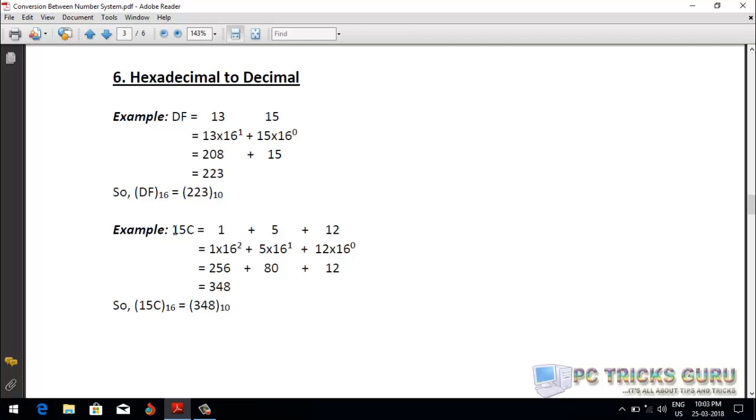Again, one more example is here, 15C. C can be represented as 12. So we write 12 plus 5 plus 1 and follow the same rule: 12 into 16 to the power 0 plus 5 into 16 to the power 1 plus 1 into 16 to the power 2. And if we solve it, we get 348. So the decimal equivalent for 15C hexadecimal is equal to 348 base 10.